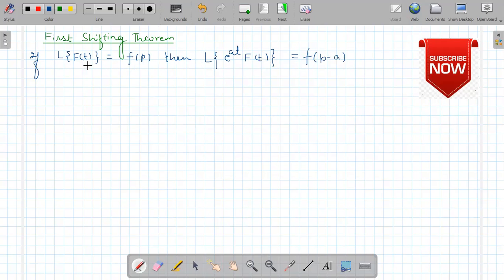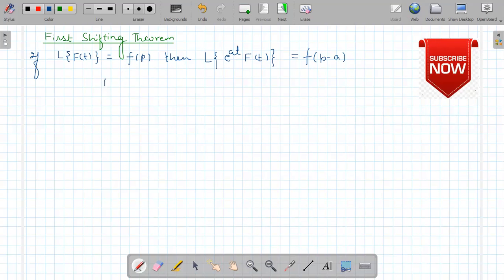This means if we know the Laplace transform of the function f(t), then we can find the Laplace transform of any function of the type e raised to the power at f(t). That is, the function is multiplied by an exponential function. Such a function is a new function, and its Laplace transform is obtained by simply replacing p by p minus a in F(p).